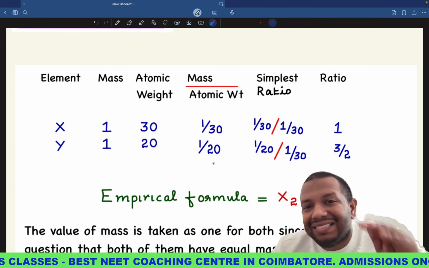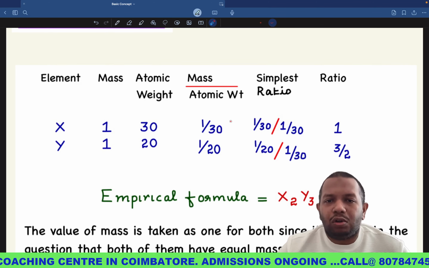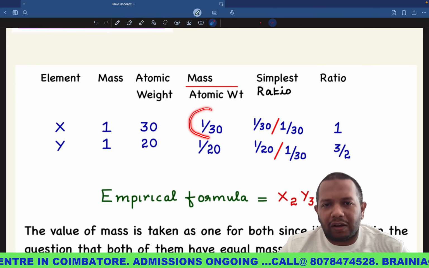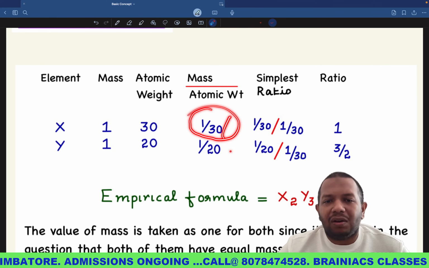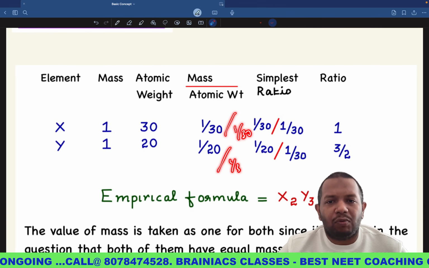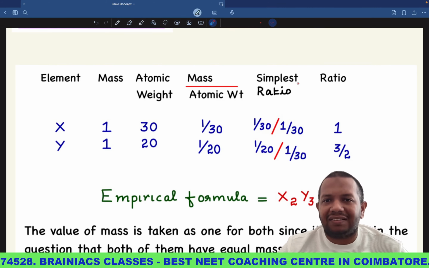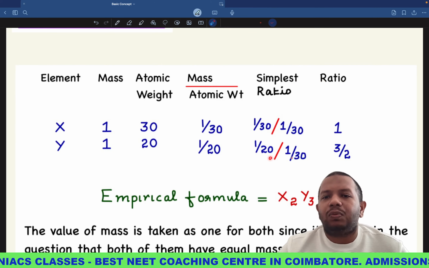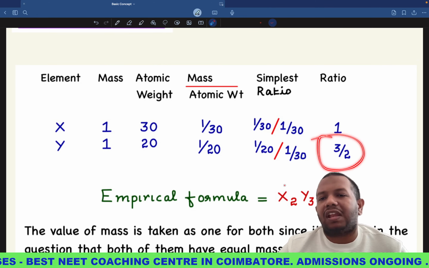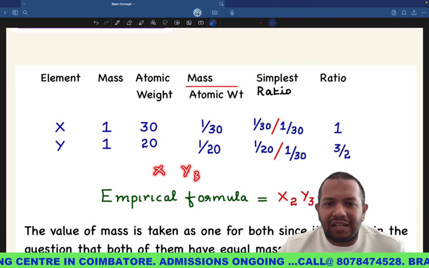Now we need to make that into the simplest ratio. How will you convert this to the simplest ratio? Out of this, which one is the smaller number? The smaller number is this one. Divide by that. Here divide by 1 by 30, and here also you divide by 1 by 30. So if you divide this, this will become 1. That is the simplest ratio. Then this will become 30 by 20, that is 3 by 2. So now you know X and Y is 3 by 2.